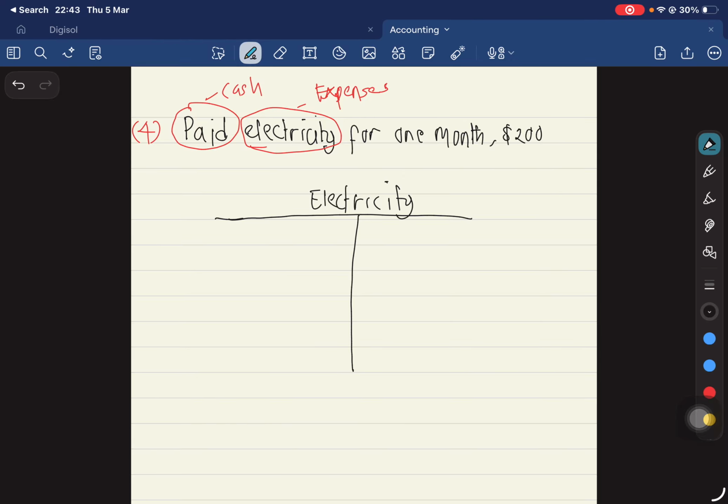And we already know that the left side of the T account is debit. So this is the debit side. And the right side of the T account is credit. So this is the credit side.